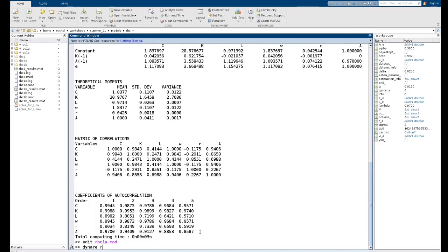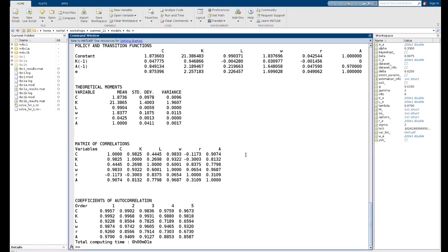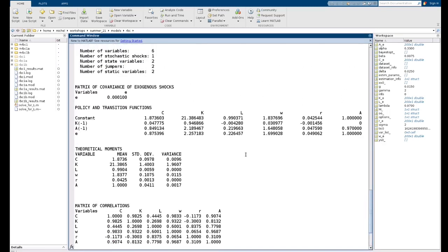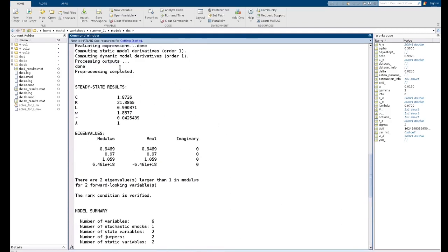And now I run rbc1a. So at first glance, the results are not identical, but of course rather close. I let you compare exactly the values when you run the two experiments side by side.